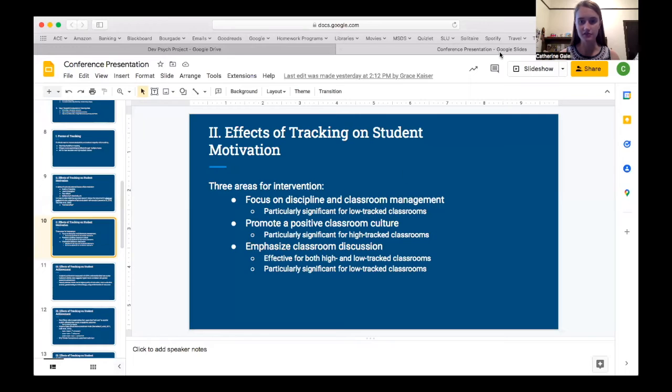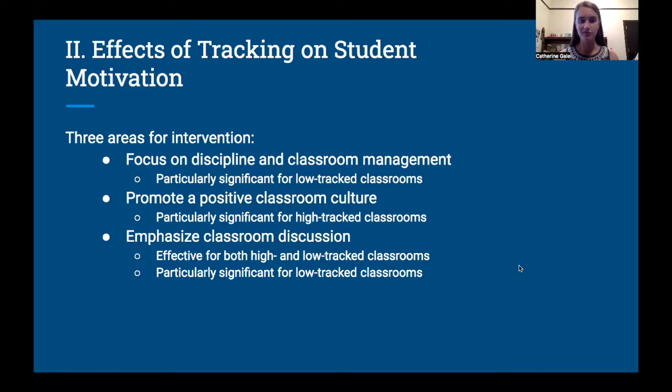So I'm going to go ahead and share my screen again. I was just having issues getting it to flip slides while I was screen sharing. And so this is this slide here.